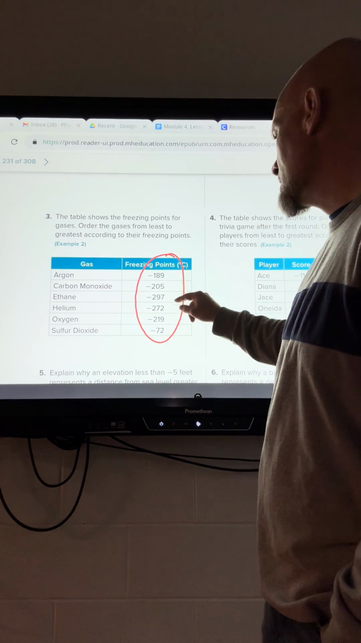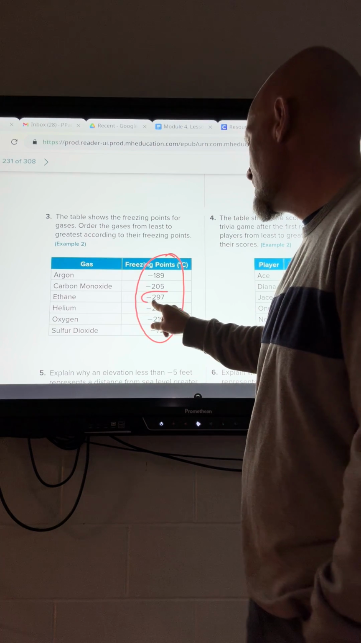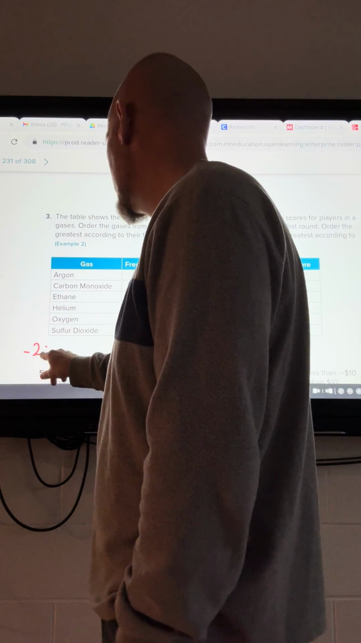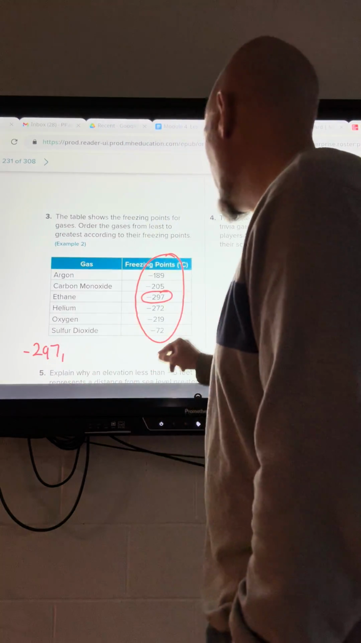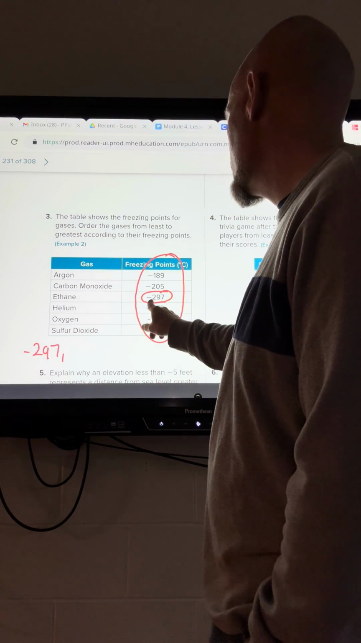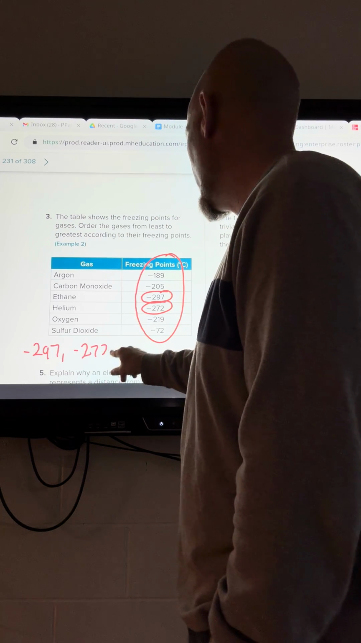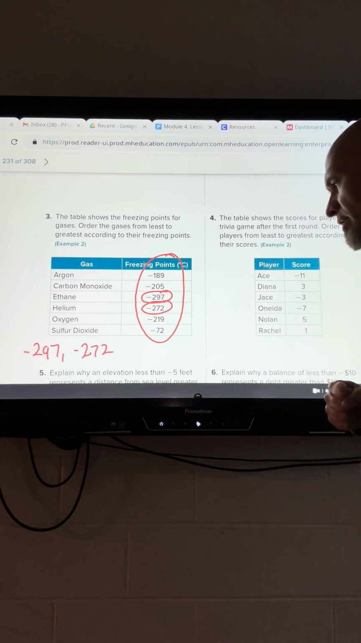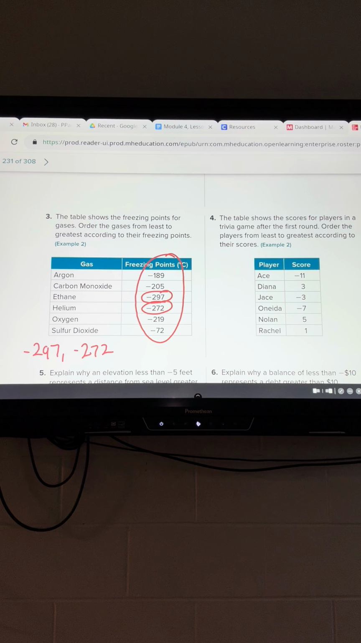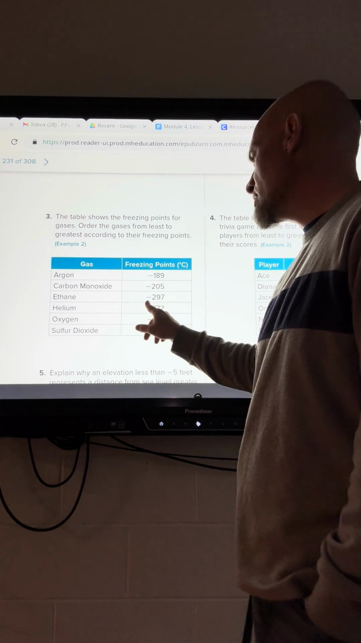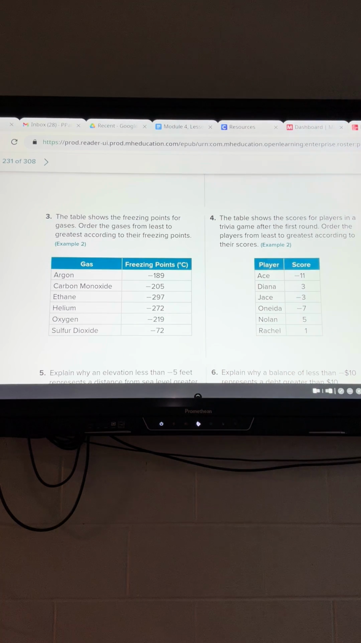So in this case, it looks like -297 ethane. That would be the smallest. And then the next smallest would be -272. Okay, and then you're going to go all the way until you're done to the greatest. Okay? So don't forget, if you were to make a number line here, -297, that one would be the one that would be furthest to the left.